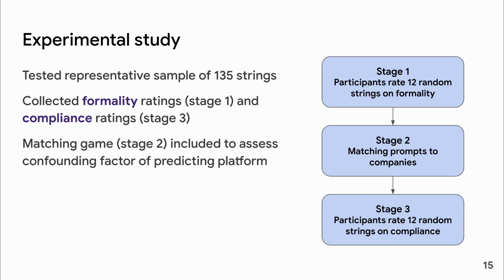First, participants rate a small random subset of these strings on formality. Following this was a matching game stage where participants guessed the platform of origin of a string. This was included to engage participants and assess a confounding factor of predicting platform. And finally, participants rate a different small random sample on their likelihood of compliance with the requested action.